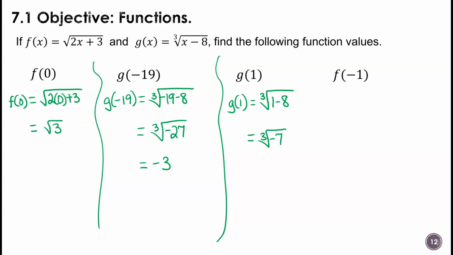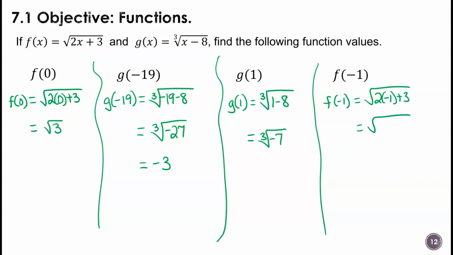And then the last one is f of negative 1. That would be 2 times negative 1 plus 3. Negative 2 plus 3 equals 1, so the square root of 1. The square root of 1 is 1.